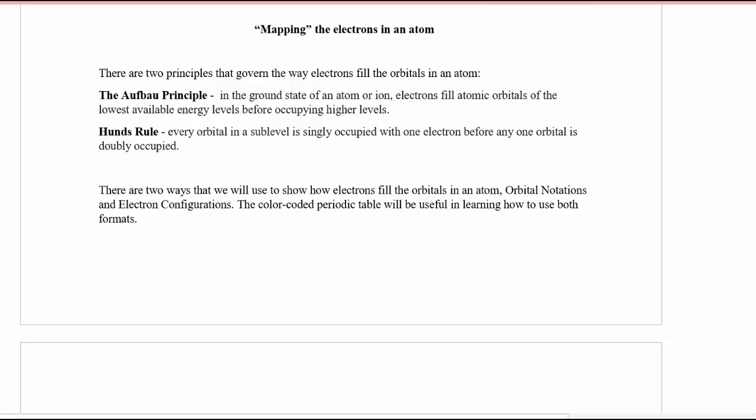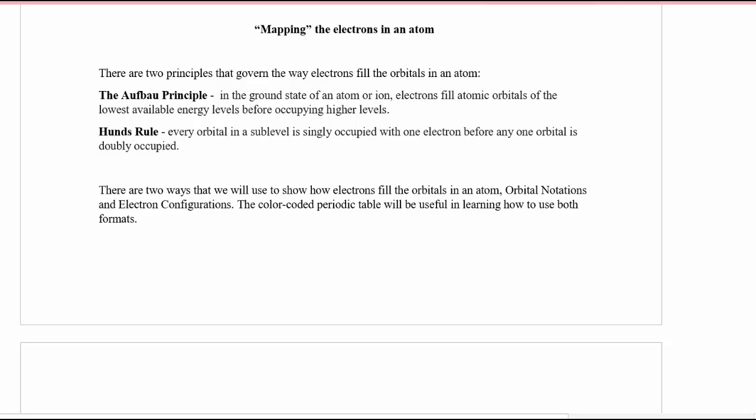Then the next thing is called Hund's rule. Hund's rule says that in those sublevels, the P's, the D's, and the F's, where we have more than one orbital of the same shape and same energy, when electrons go into those orbitals, if there's an empty orbital available, the electron goes there before it doubles up and becomes the second electron in an orbital.